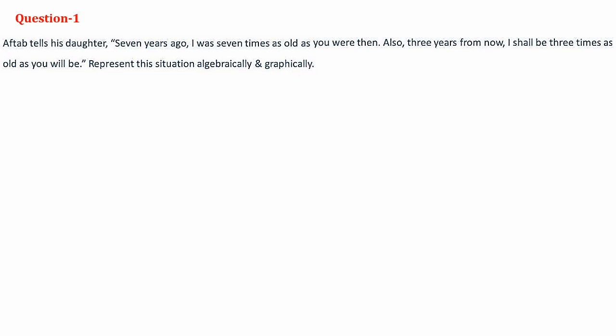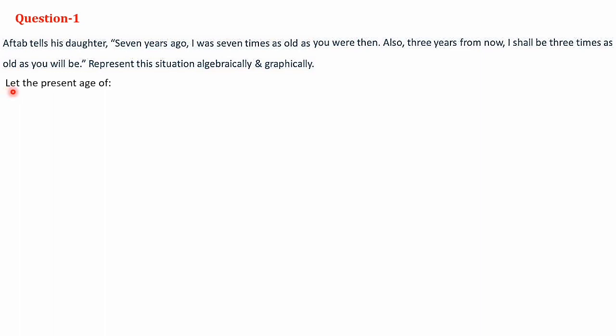Here, Aftab tells his daughter, 7 years ago means before 7 years. I was 7 times as old as you were, means Aftab's age is 7 times his daughter's age. Also, 3 years from now means after 3 years, I shall be, means Aftab's age will be 3 times as old as you will be, means 3 times as old as his daughter. Represent this situation algebraically means we have to form the equations, and we have to represent these equations in a graph sheet. So this is what algebraically and graphically means.